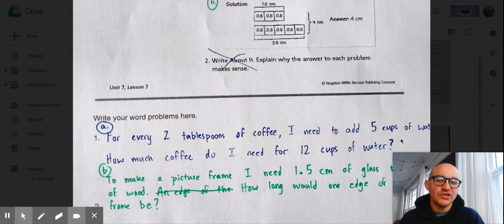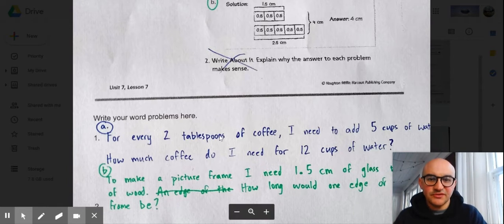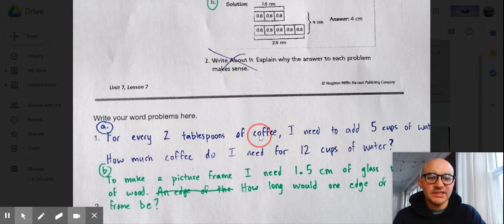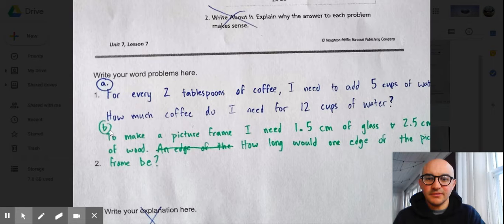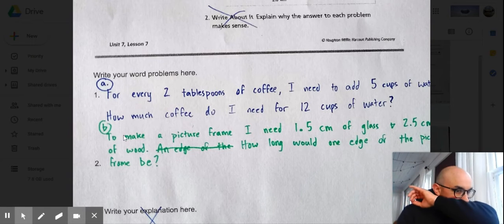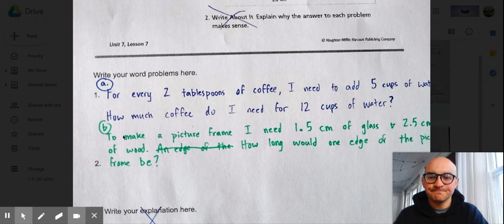Again, your ratio doesn't have to be coffee to water. Of course, it could be all kinds of things: raisins to walnuts, blue to green paint, yellow to orange, whatever you want to do there. The specifics aren't important. You think of something you might mix up. We've done these a few times in class, so you guys can handle those.